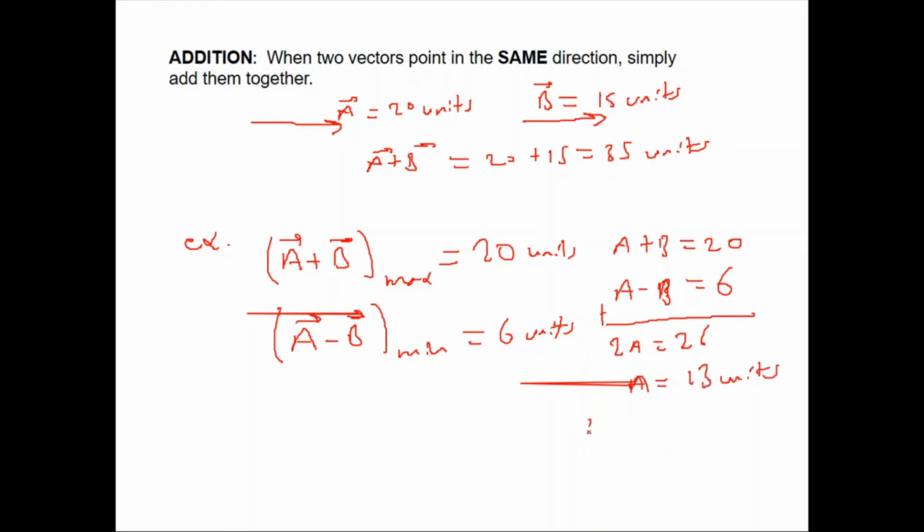And if we know the magnitude of A, we can find the magnitude of B, and A plus B is equal to 20. It means B is equal to 20 minus 13, which is equal to 7 units, sorry.